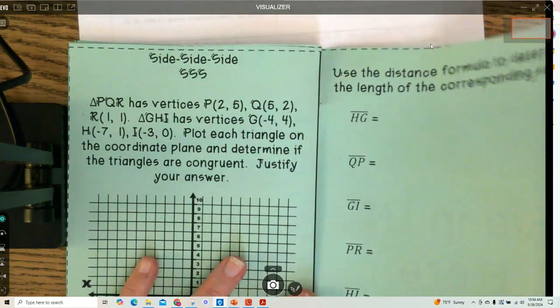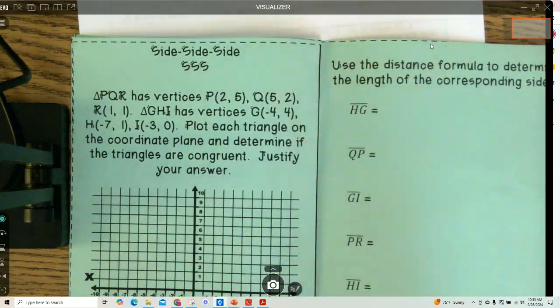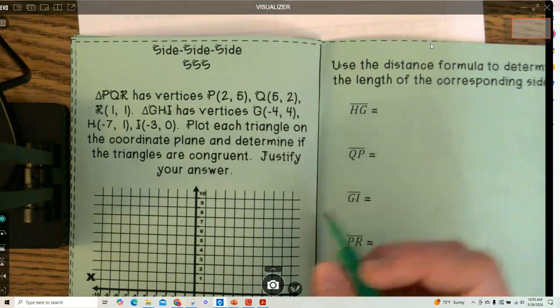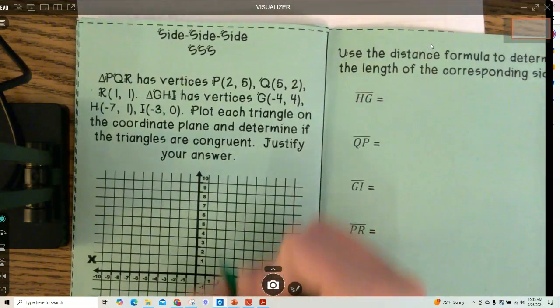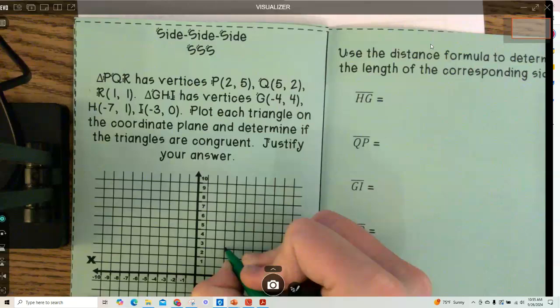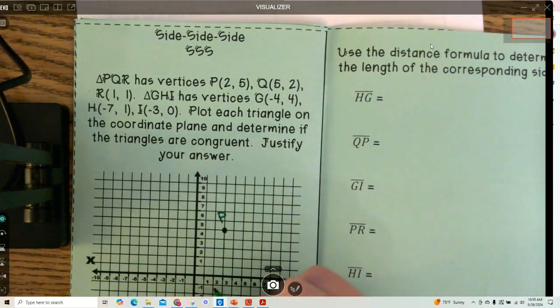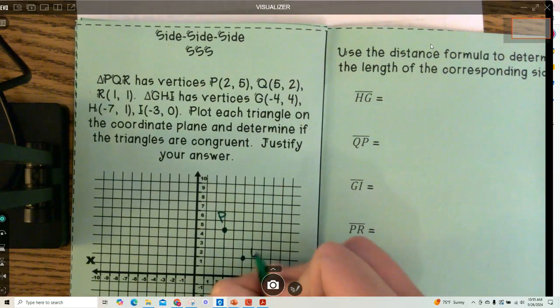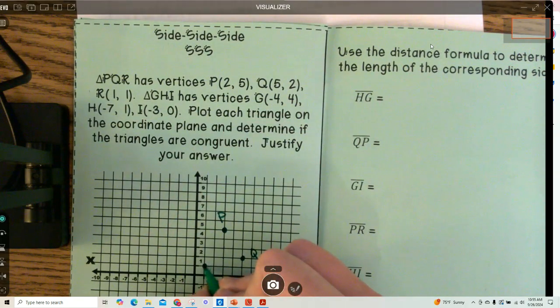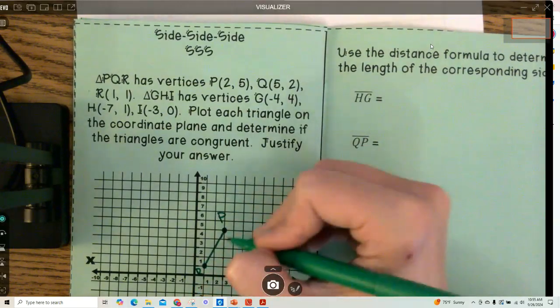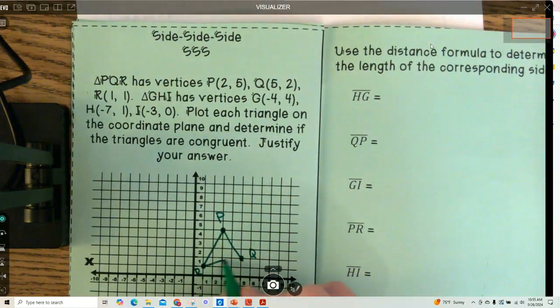All right, and then finally, hopefully this is finally. Yes, this is finally. Side, side, side. PQR has vertices, so we are going to have to graph this at 2, 5. 2, 1, 2, 3, 4, 5. So that's P. And then 5, 2, that's Q. And then 1, 1, that's R. Okay. There's PQR.